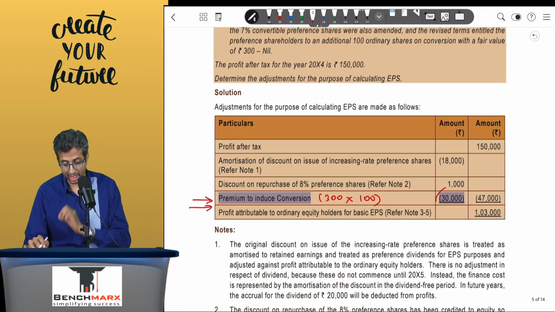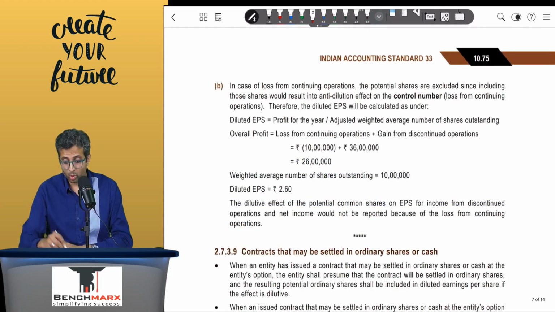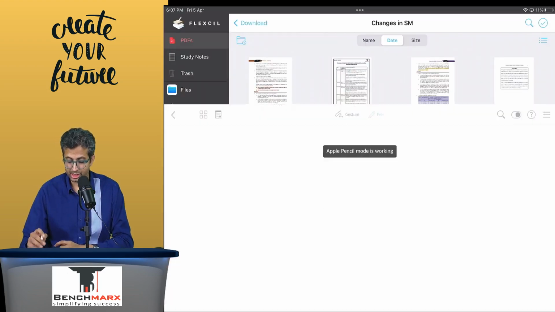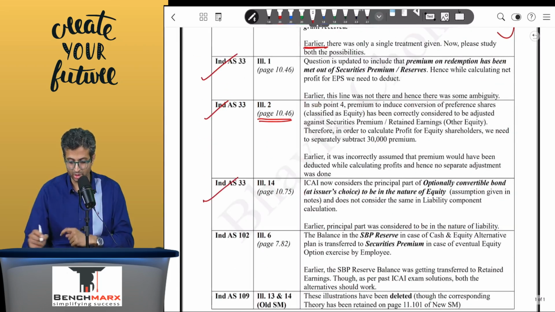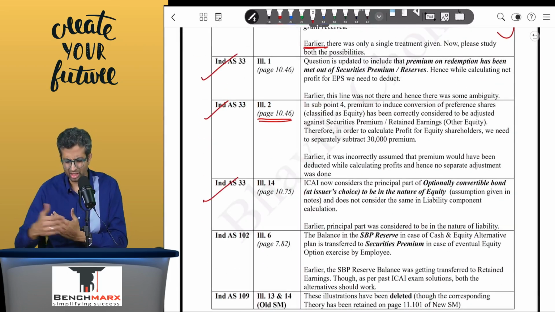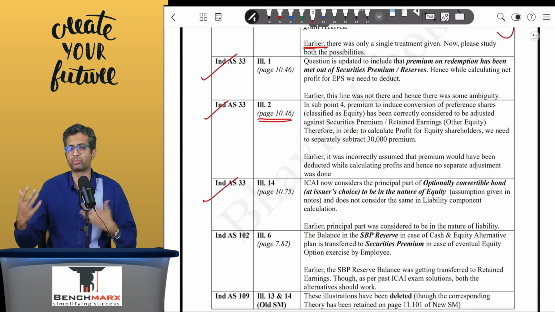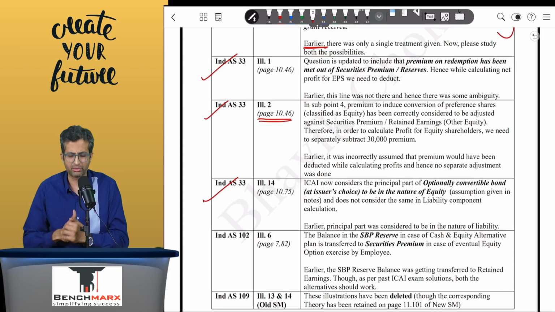And the third, and I would say among all of these, the most important change is in EPS question number 14. Again, I think question 1 and 2 are similar to, if I'm not wrong, question 6 or 7 of our material.